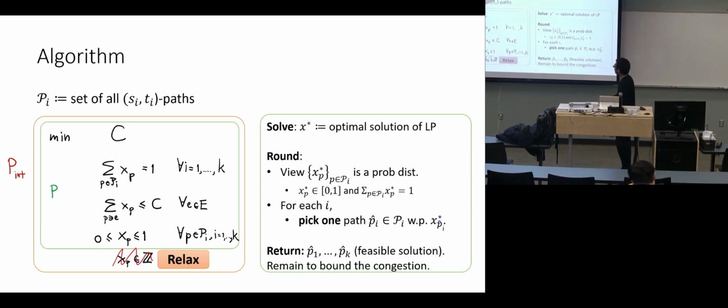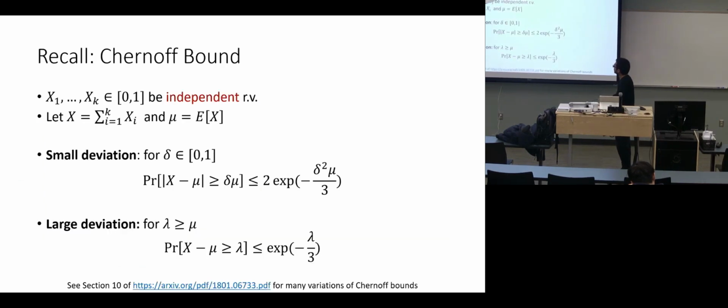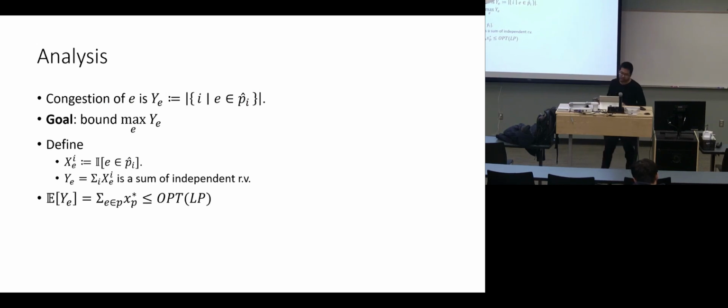So what we will do is to use Chernoff bound, the one that we have seen before. Okay, let's analyze it. Suppose that I let Y_e be the congestion of e. That is just counting the number of i such that e is in the path P-hat_i that I choose. And we want to bound the maximum congestion over all e.